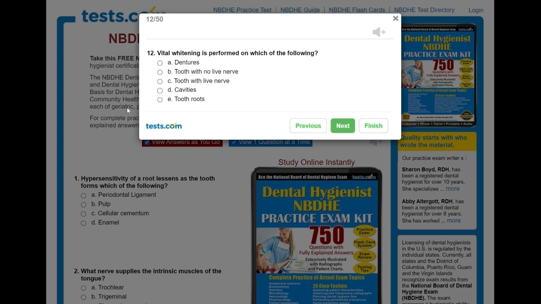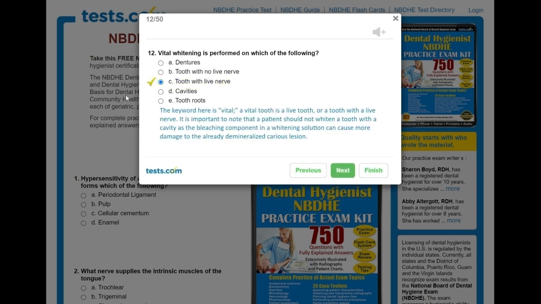Question 12. Vital whitening is performed on which of the following? A. Dentures. B. Tooth with no live nerve. C. Tooth with live nerve. D. Cavities. E. Tooth roots.